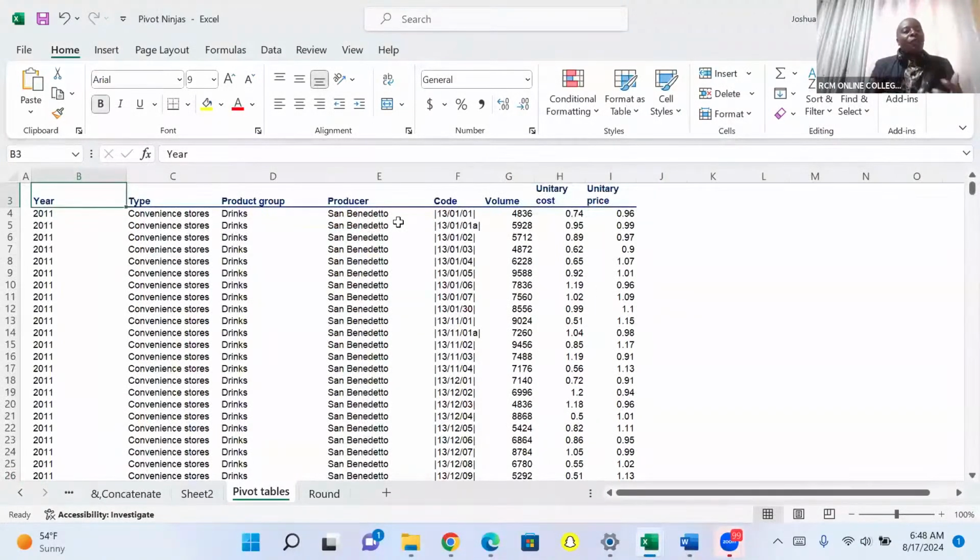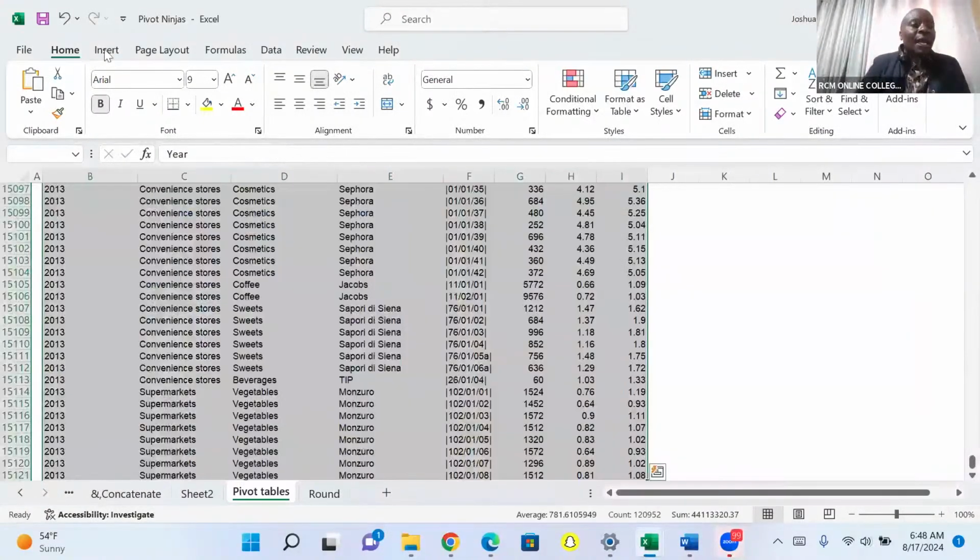When you give me this kind of big data, I'll be able to come and say control shift right arrow, control shift down arrow. I highlight the entire 15,000 rows, and then I'll come here and say insert. I insert a pivot table, new worksheet. I say okay.